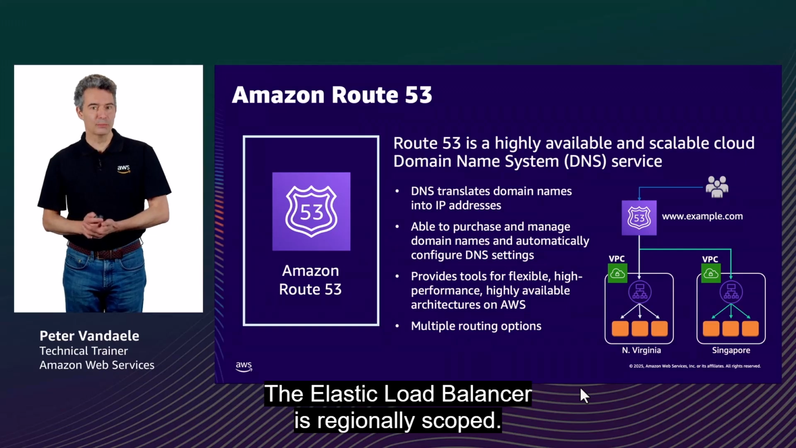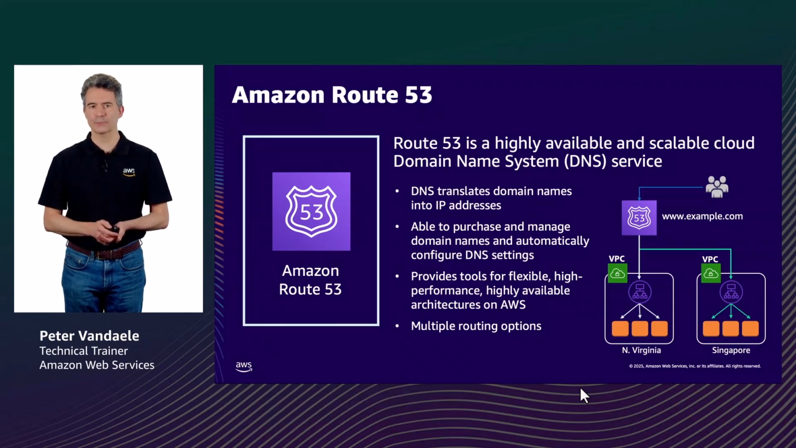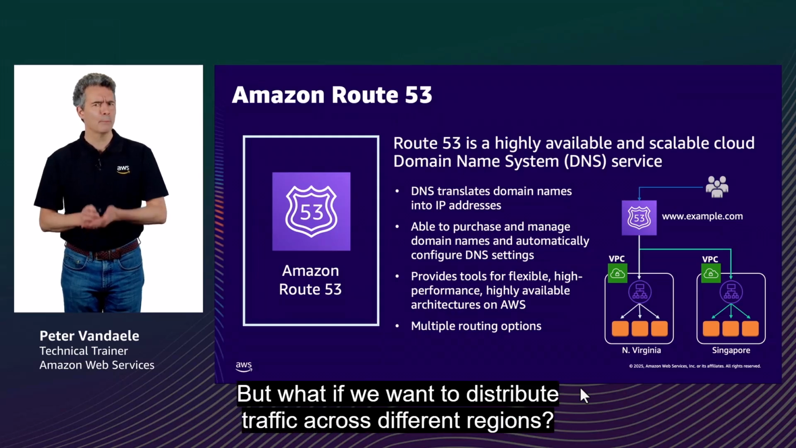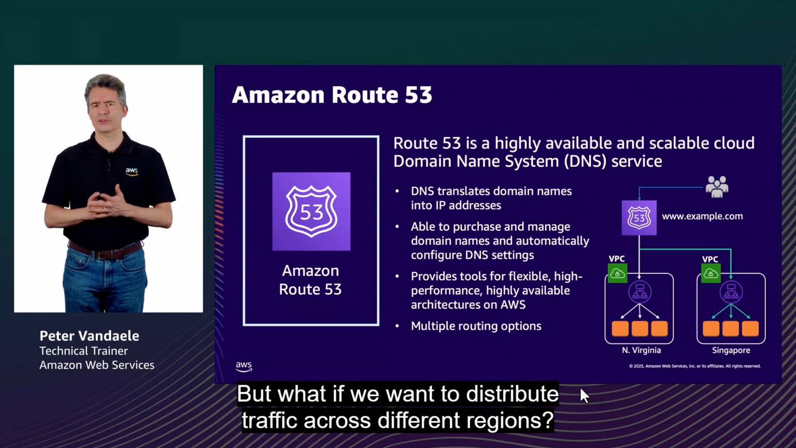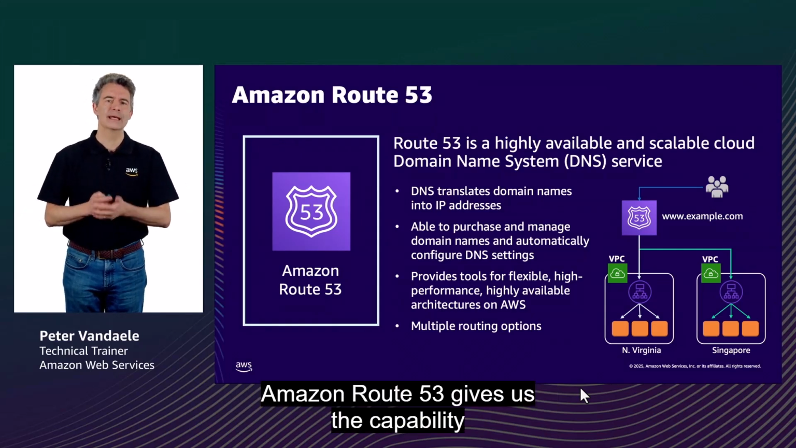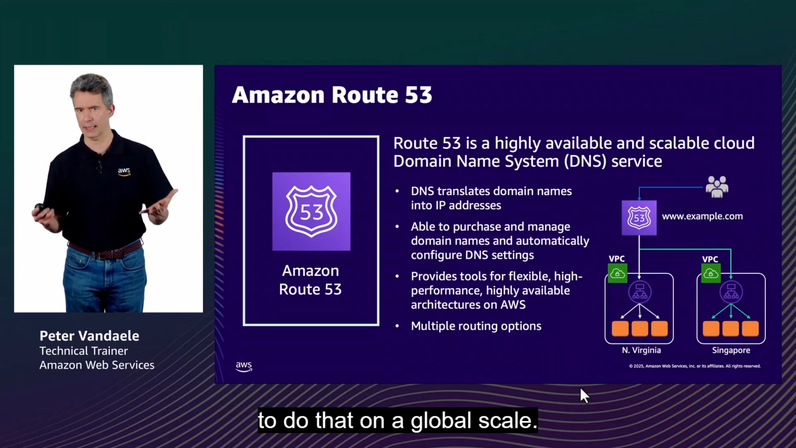The Elastic Load Balancer is regionally scoped. It gives us the ability to distribute incoming traffic to multiple instances or applications in that region. But what if we want to distribute traffic across different regions? Amazon Route 53 gives us the capability to do that on a global scale.